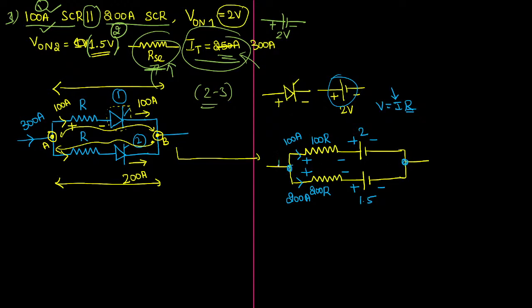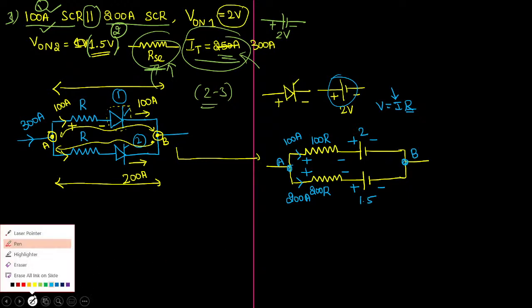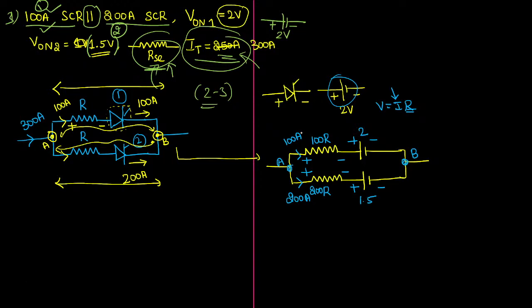Let me measure this voltage with the help of the first SCR circuit, then I will do the same thing with the second SCR. If I am going with the first one this way, how will you write it? The total potential drop between A to B, VAB, can be written as the voltage drop across the first resistor, 100 times R, plus 2. If you observe, the positive terminal of the resistor and the positive plate of the battery are both aiding each other. They are in the same direction.